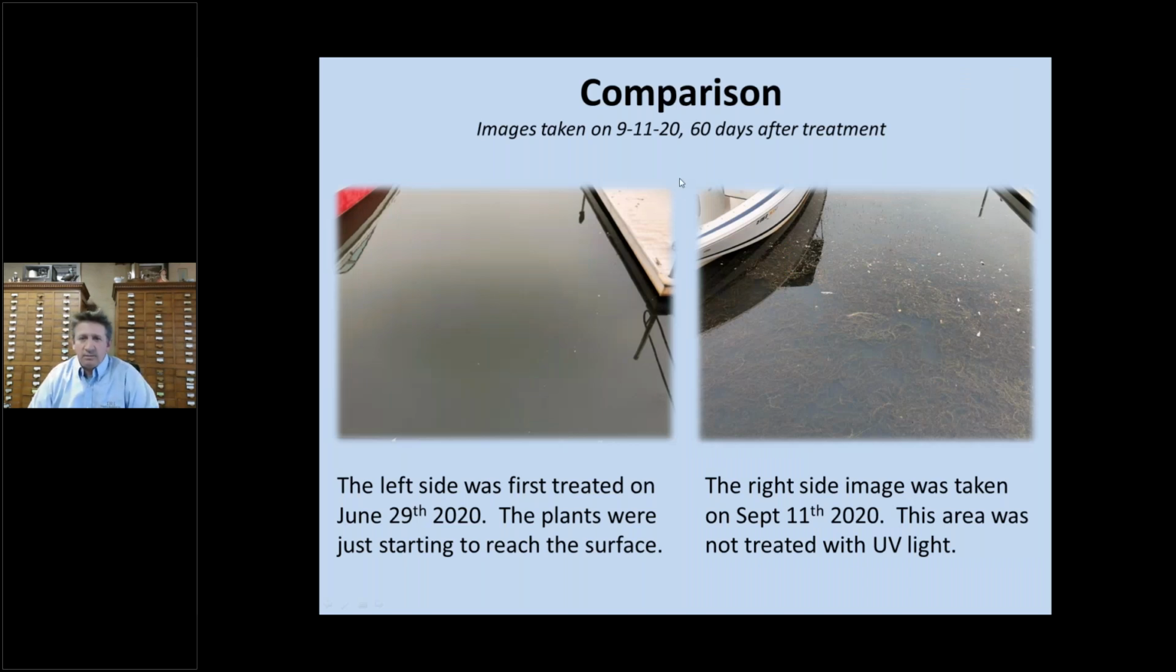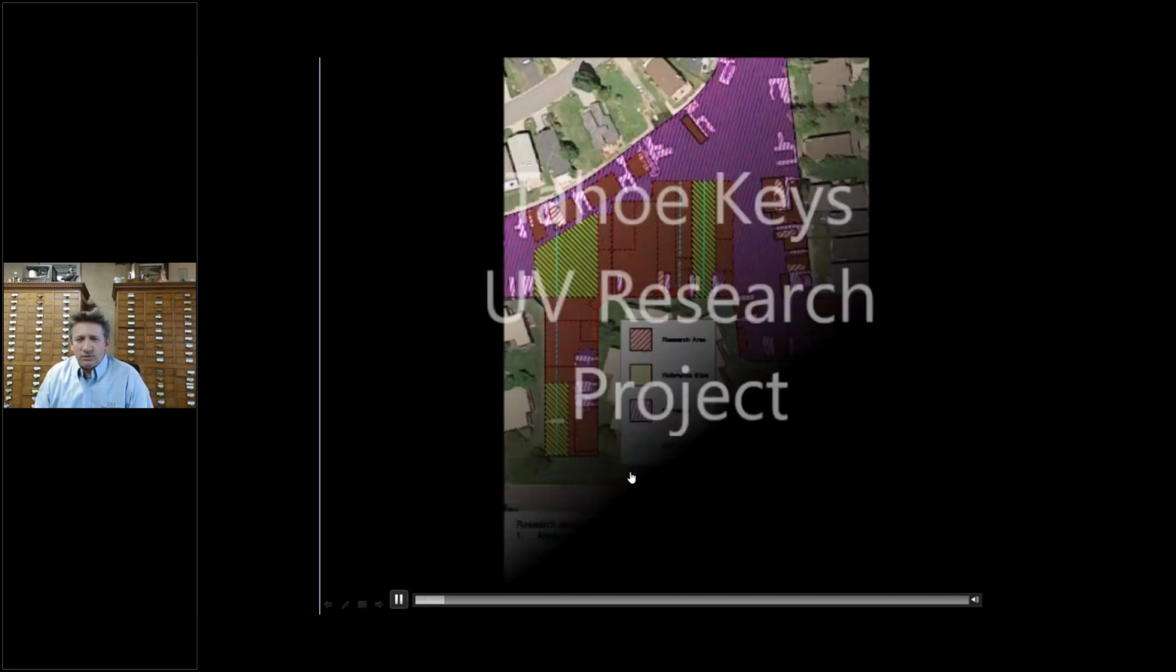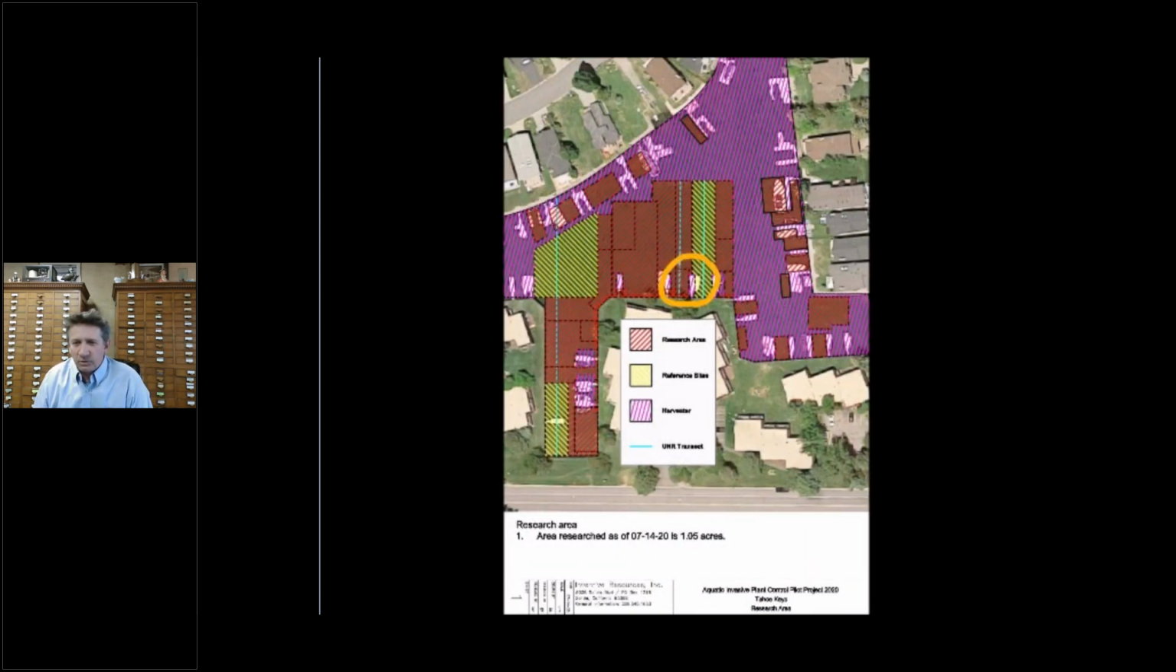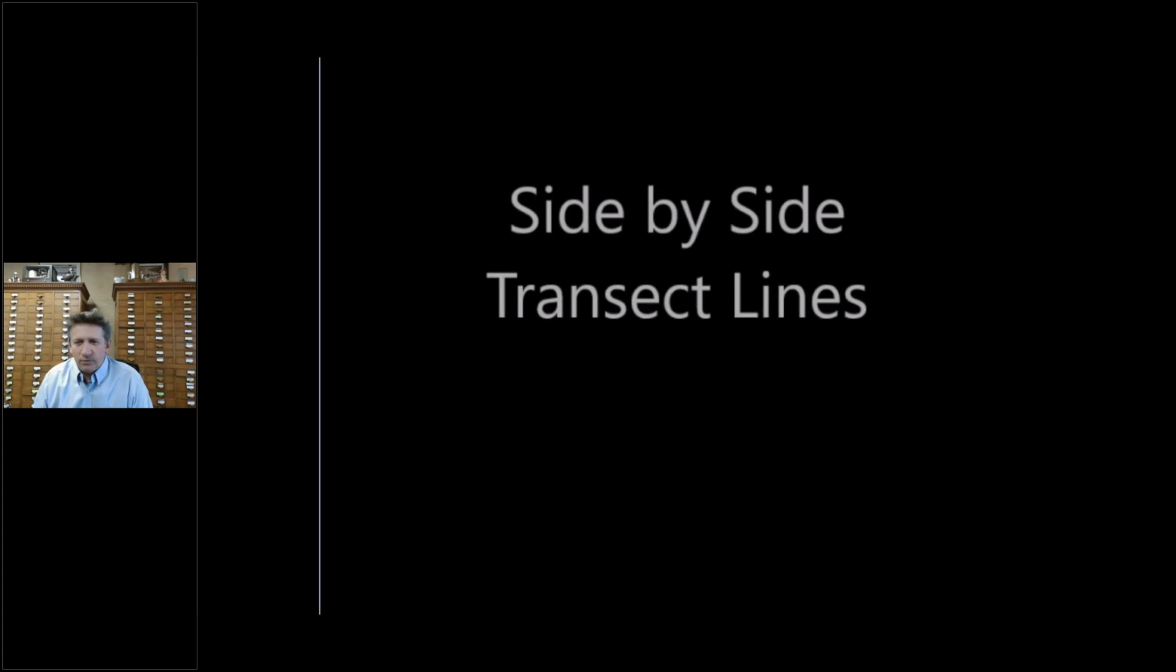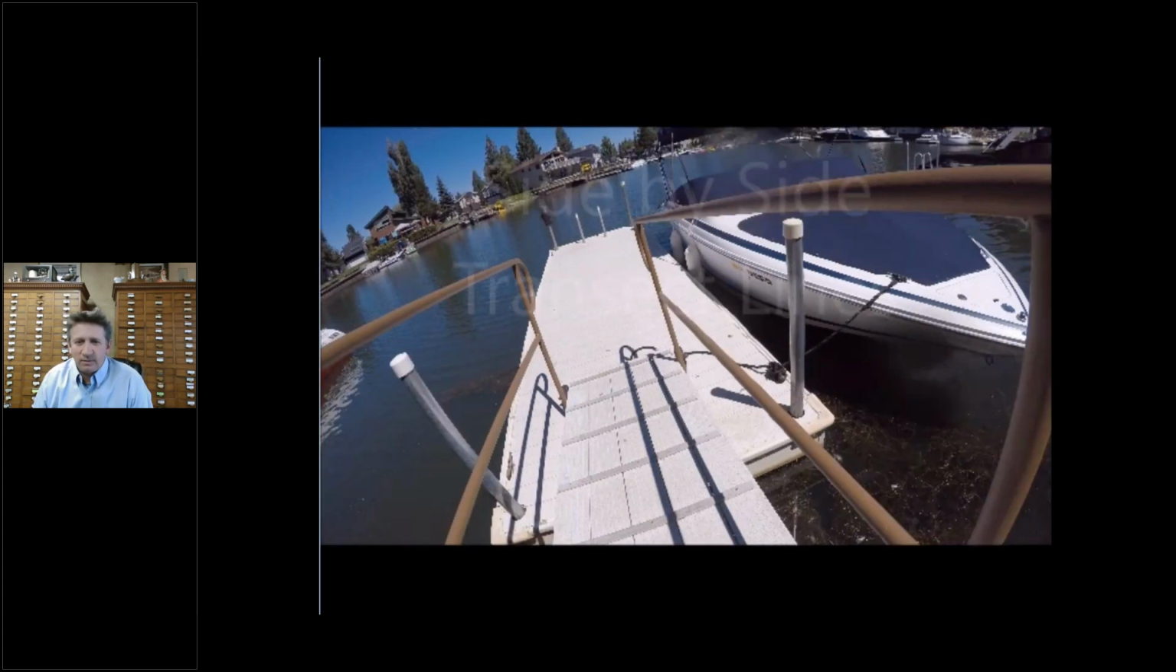This picture was just taken last week. This is about 60 days after treatment. These are parallel transects where we treated back in June, end of June. And this picture was just taken last week. So it definitely had a good effect on the young stages of the plants. And this next video clip is exactly that same location. I think it's just good to see an underwater view of what the plants look like after treatment. So that's that first side-by-side transect.